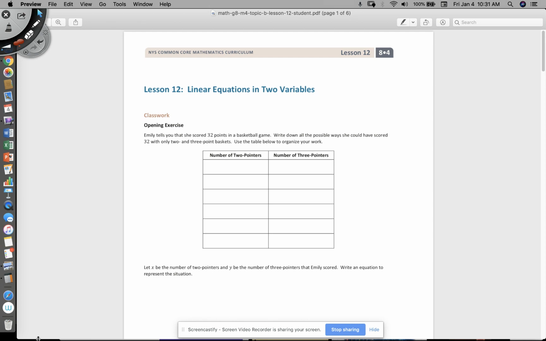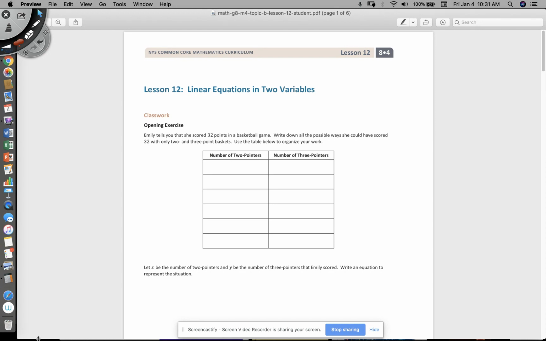All right, this is Module 4, Lesson 12, continuing on to more lessons here in Topic B. So again, this is going back to the last lesson. We were working with two variables, so we're going to continue that going here.